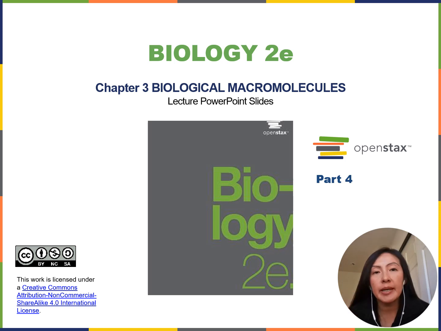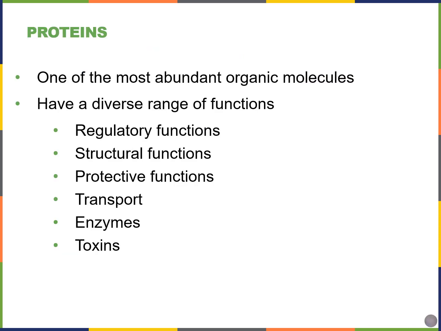Once again, welcome back. We're going to be going over proteins in this fourth video on Chapter 3 material. So proteins are one of the most abundant macromolecules in living things. They're also the most diverse in their function compared to the other macromolecules. So here are some examples of their functions. First, they can regulate the cell, both in function and in their structure.